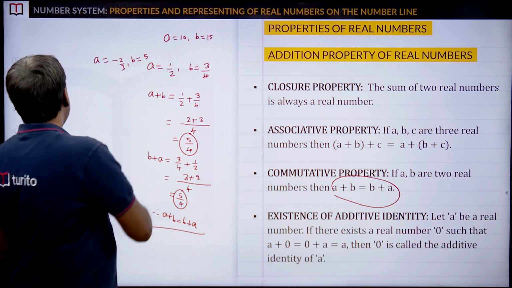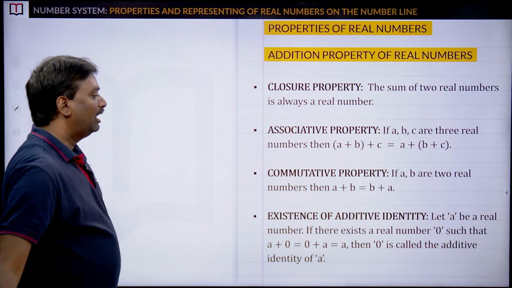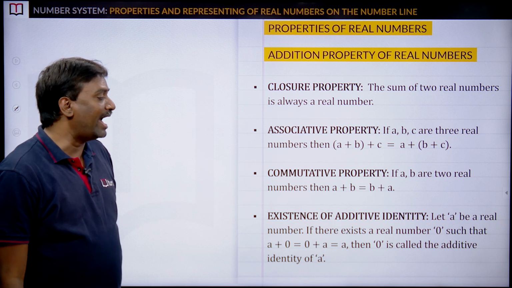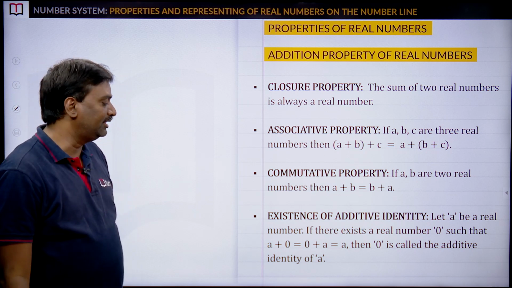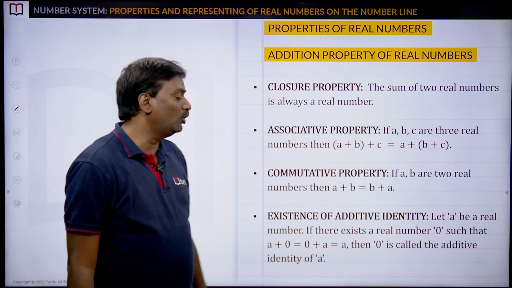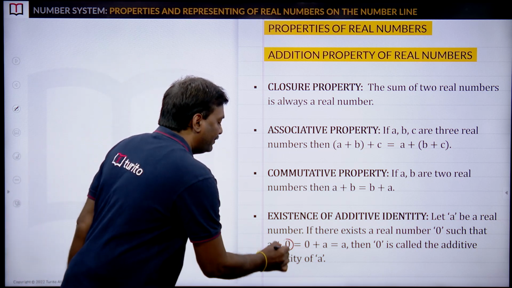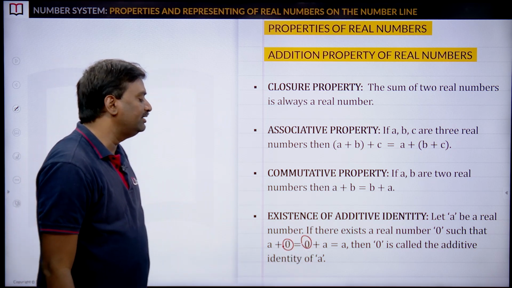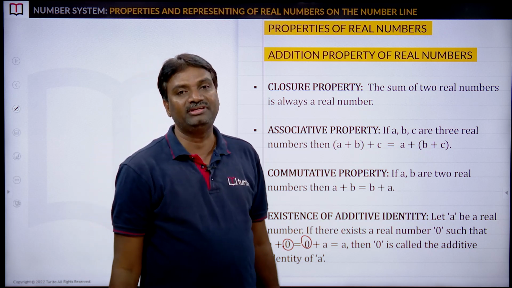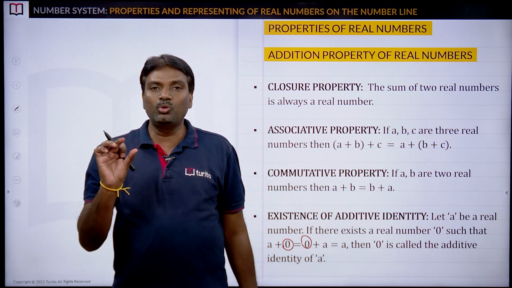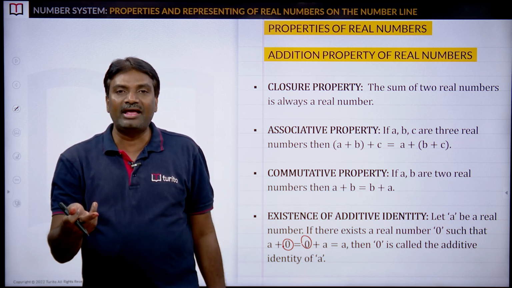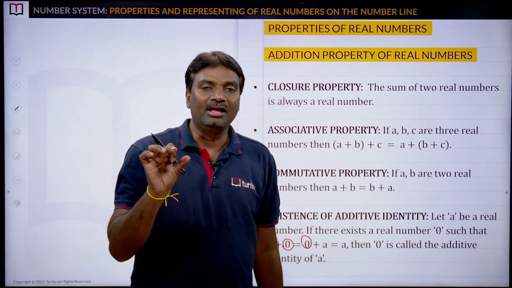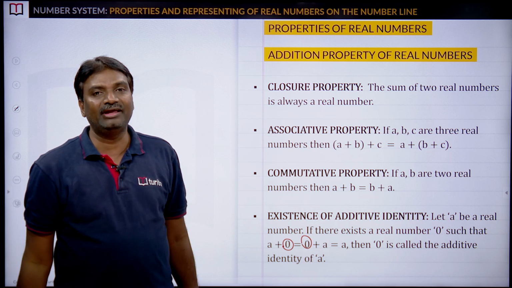Next, existence of additive identity. Suppose that a is any real number. If there exists another real number 0 such that a plus 0 equal to 0 plus a equal to a, then 0 is called the additive identity of a. Very simple. So we have to add some number to the given number to get the same number. It is possible only when 0 is added to the given number.